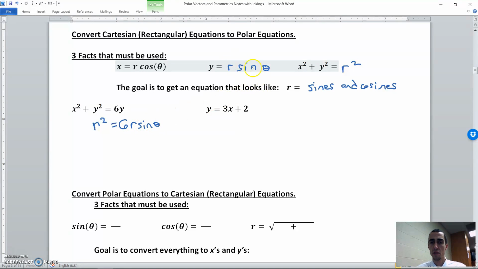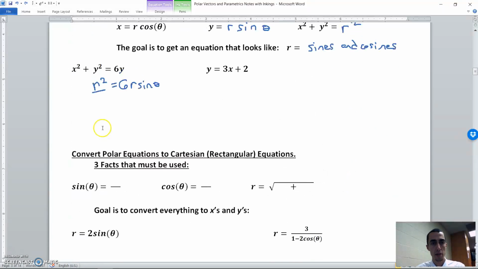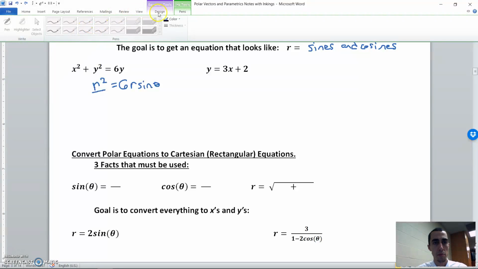Now we want to get this into the form of r equals something. Now I've got an r squared on the left, and I've got a 6 times r times sine theta on the right. So what I see is I've got a common factor of at least one r on both sides. So if I were to divide both sides by r, whoops, don't like that. Sorry about that. If I divide both sides by r, let's get this back.